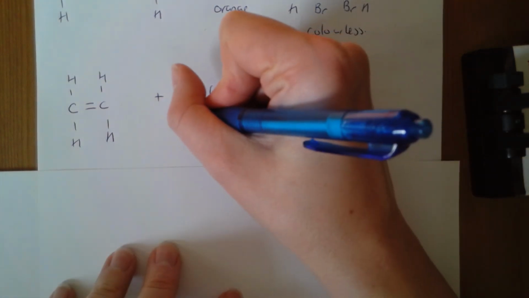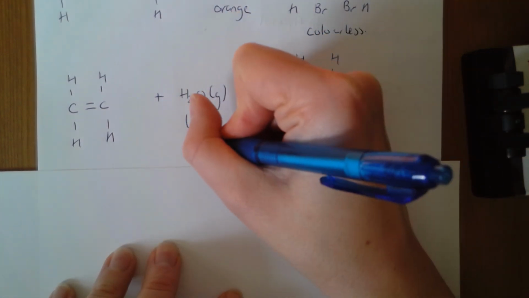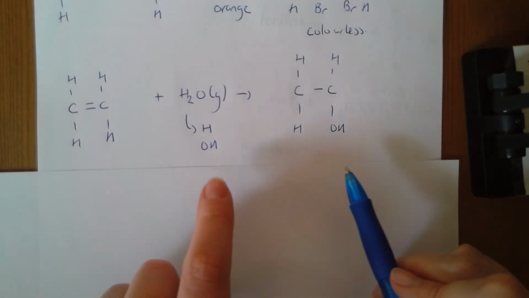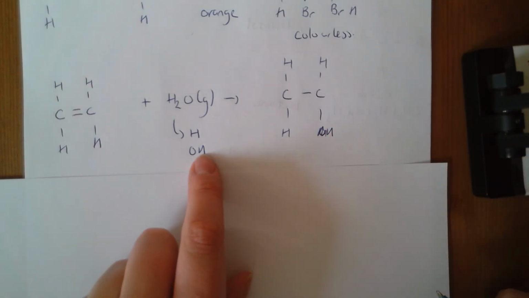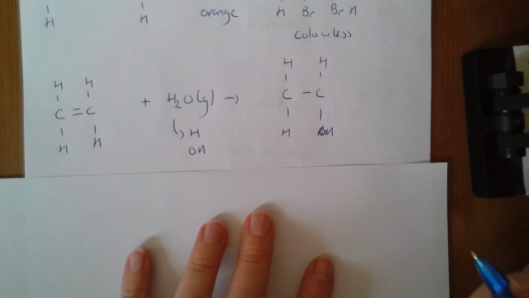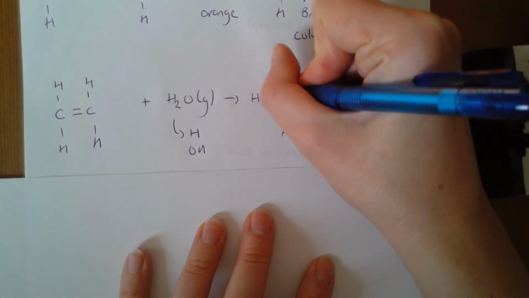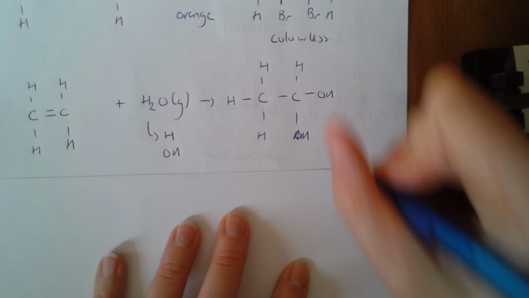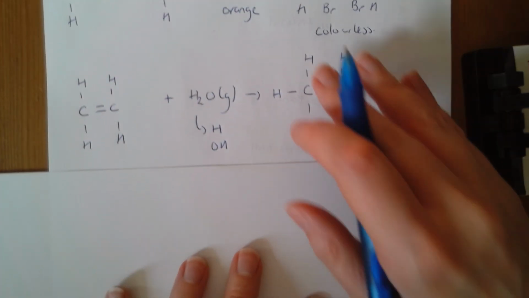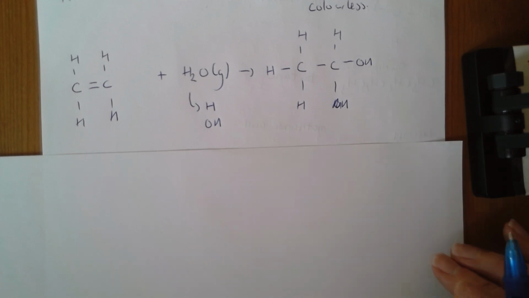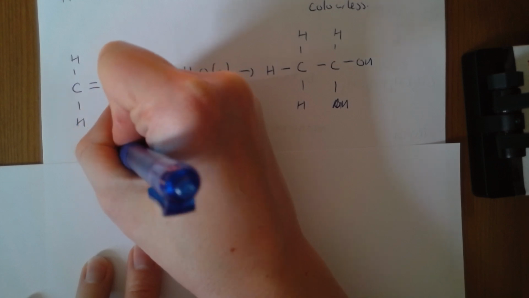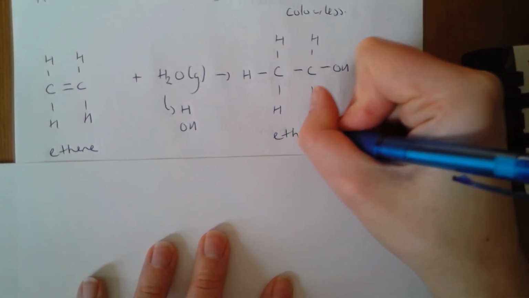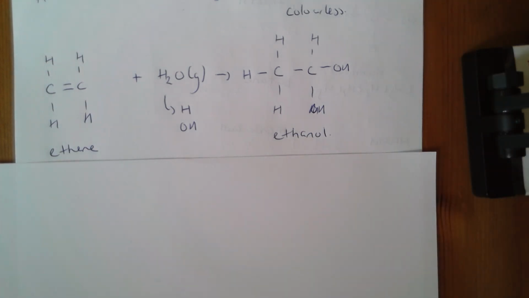Now the H2O will split into an H and an OH. So one of these carbons is going to pick up an OH, the other will pick up an H. Doesn't matter which way you do it, let's put the H on the first carbon and the OH on the second carbon. So I've hydrated my alkene, I've added water, so I've hydrated it, and I've gone from an alkene, ethene, to the alcohol, ethanol. So if you hydrate an alkene, you will form an alcohol.